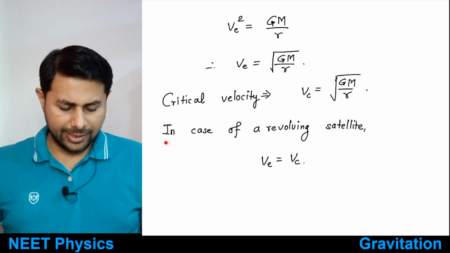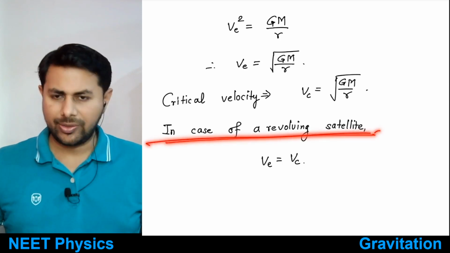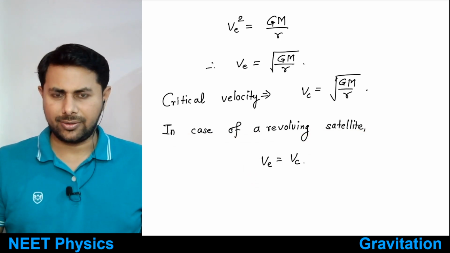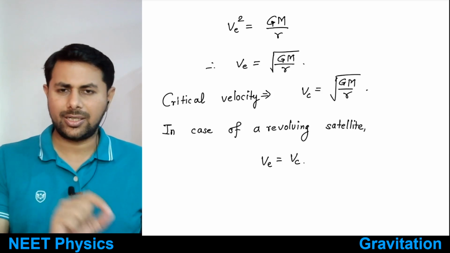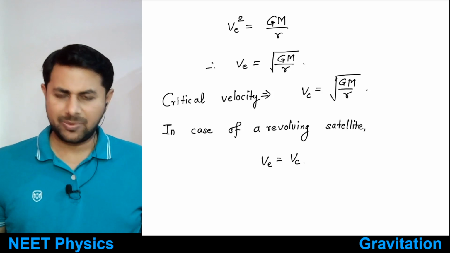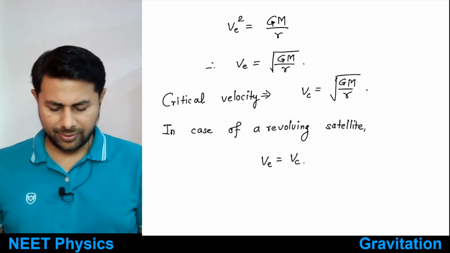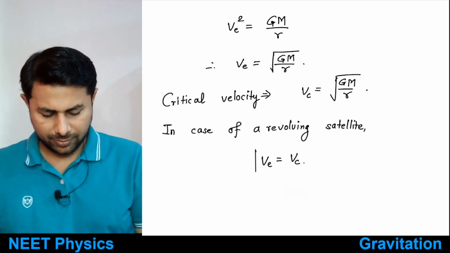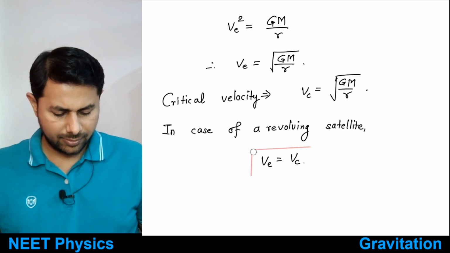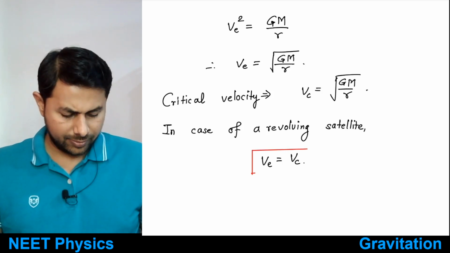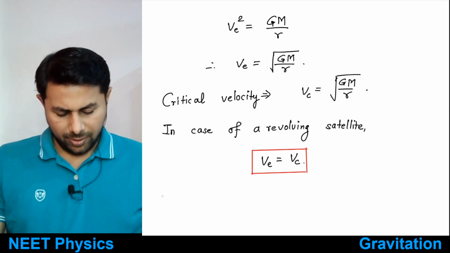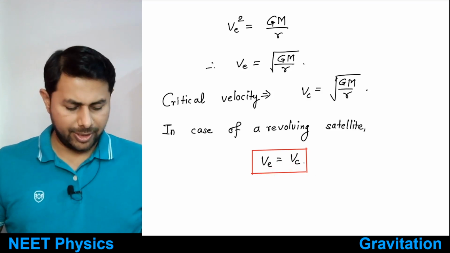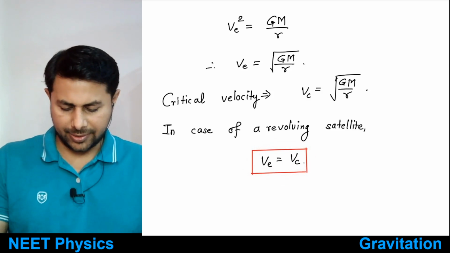So now in case of a revolving satellite, the escape velocity is just equal to critical velocity. Escape velocity is just equal to what? Critical velocity, or escape speed is equal to the critical speed, you can say. Is this thing clear to everyone? Very good. So escape speed is just equal to the critical speed in case of a revolving satellite, right?